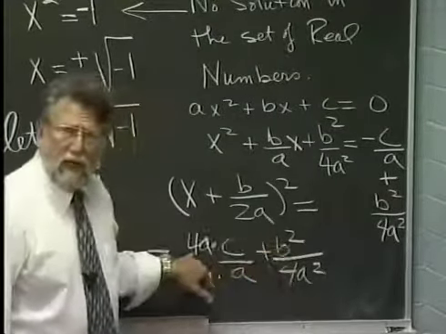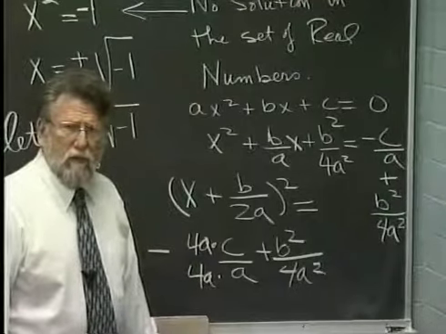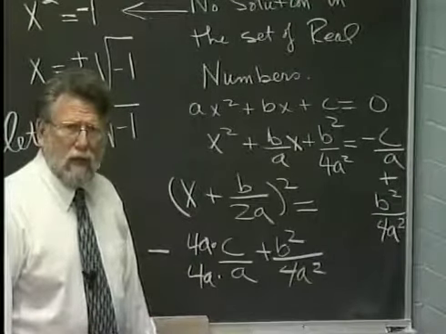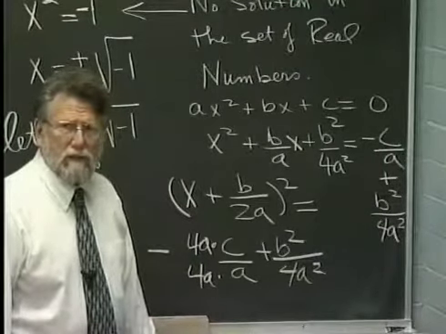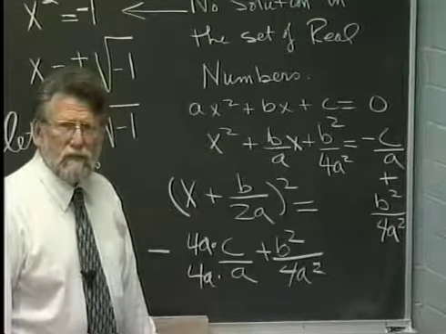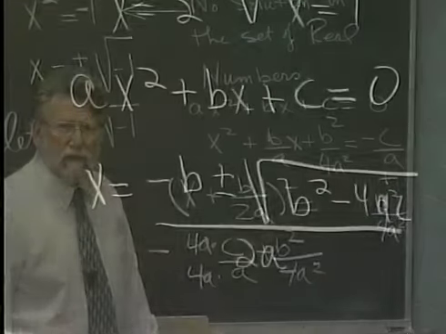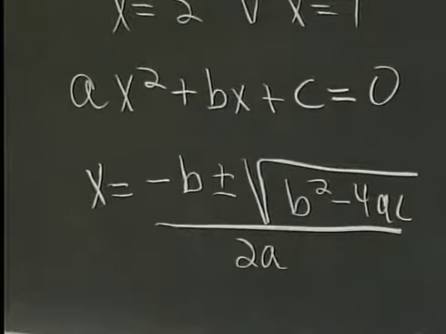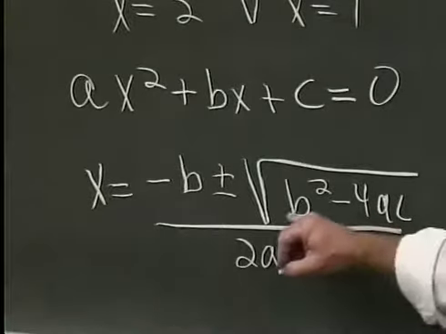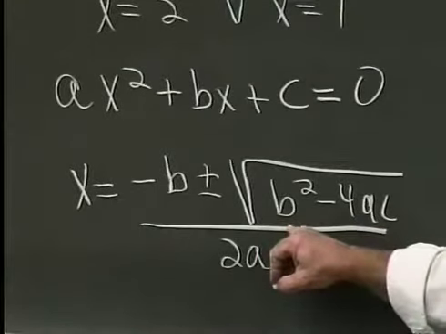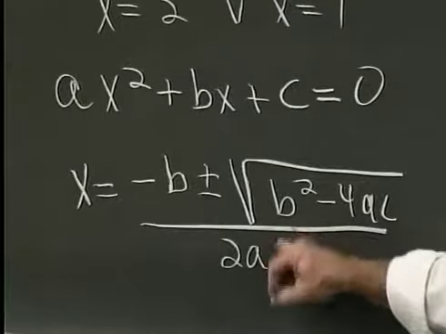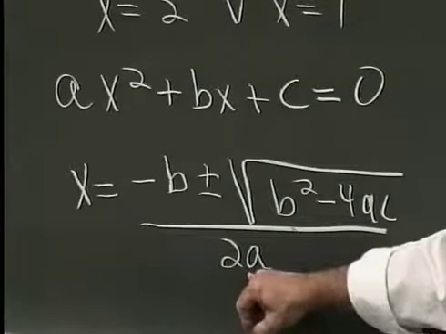Now, Debbie, camera 2, front board, right bottom, quadratic formula. Here's my b squared minus 4ac that we talked about. And there's the square root of 4a squared.